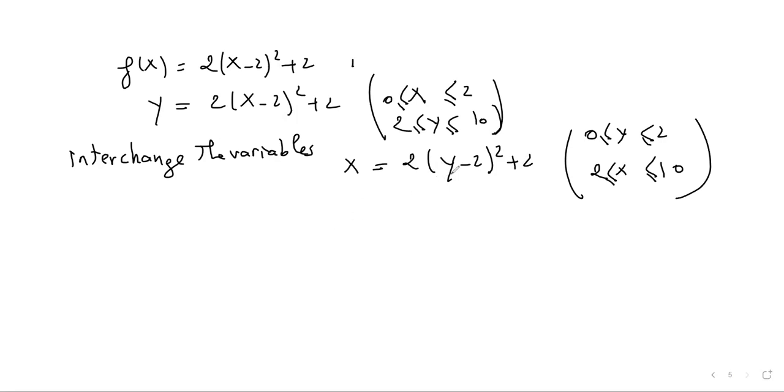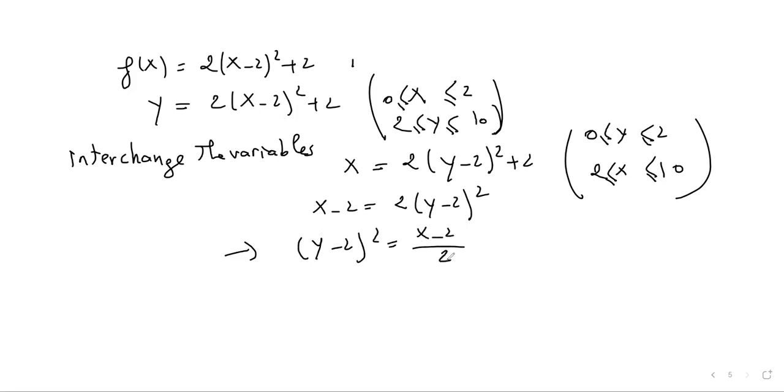I would like to put y as the subject, so I will send the 2 to the other side. So x minus 2 is equal to 2 times (y minus 2) squared. Then (y minus 2) squared is equal to (x minus 2) divided by 2. Well, let's check. x is between 2 and 10, so x minus 2 is positive, divided by 2 is still positive.